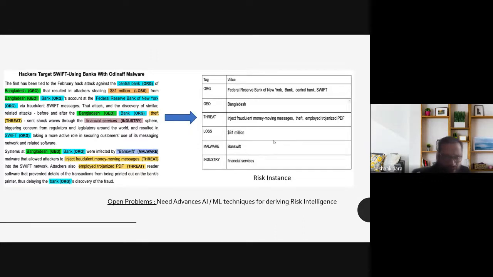Here you could see that the central bank is an organization, Bangladesh is a country, financial services is an industry type, and Bangladesh Swift is a malware, right? So if only we could use any of the latest and greatest AI/ML techniques to translate them into concrete risk instances, subsequently we can do a lot of analysis, filtering based on the industries or organizations I'm interested in, so that the news feeds can be contextualized for my environment. That will be of immense help.